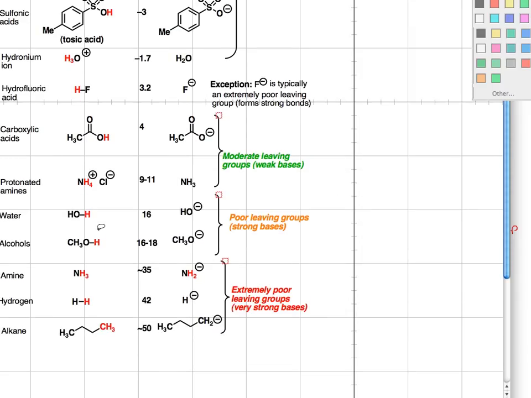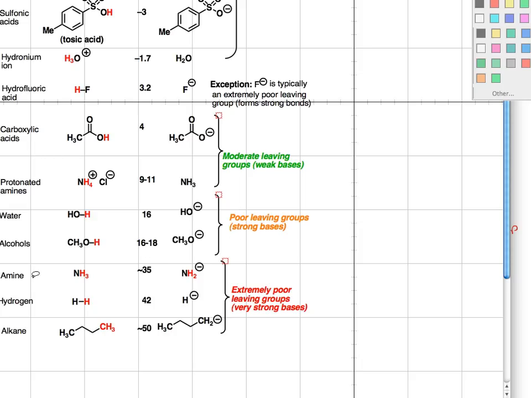And then as we go further down the table, we get to our weaker and weaker acids. So water only has a pKa of about 16. So its conjugate base is the hydroxide ion, which is a pretty poor leaving group. It's a strong base, and the same goes for alcohols. So CH3OH, the conjugate base of that is CH3O minus. It's a pretty poor leaving group.